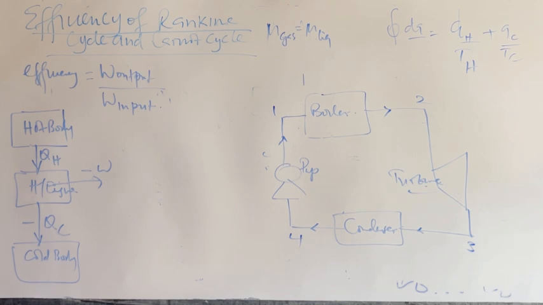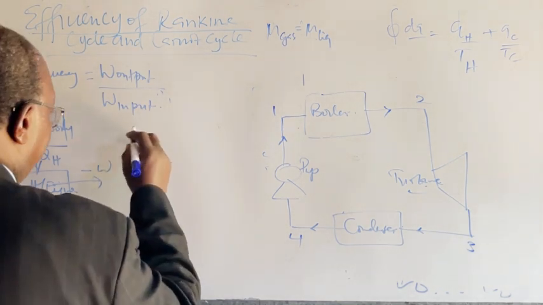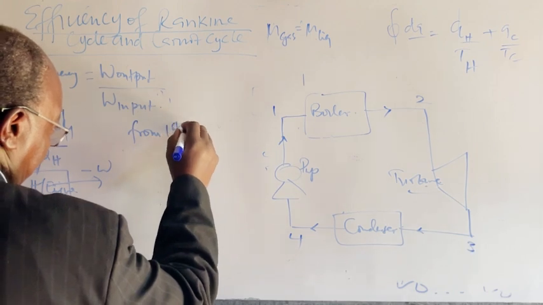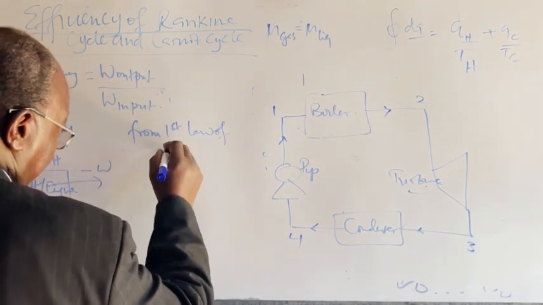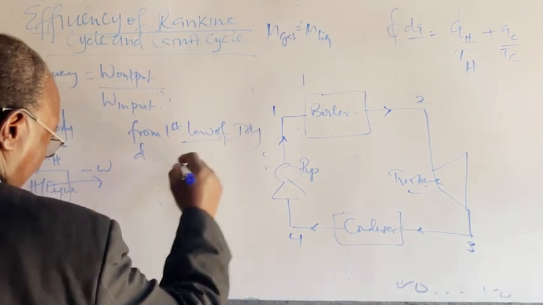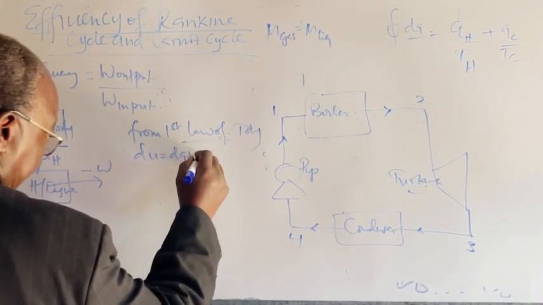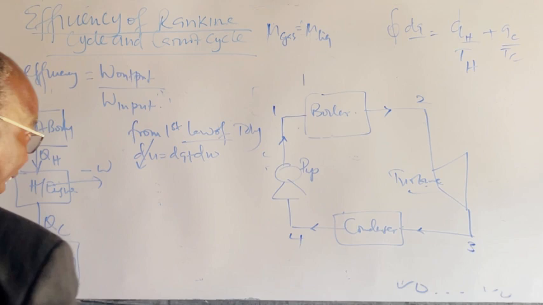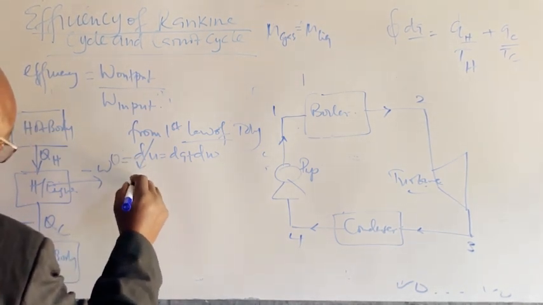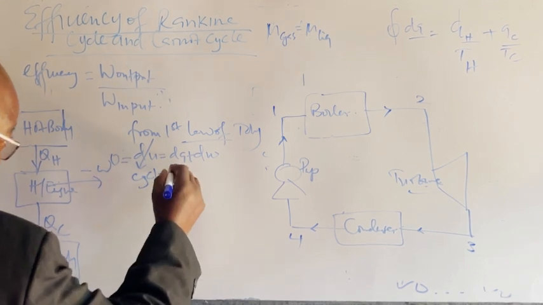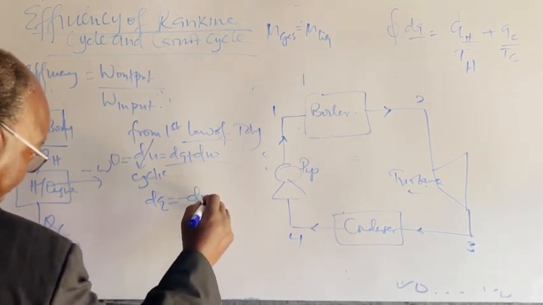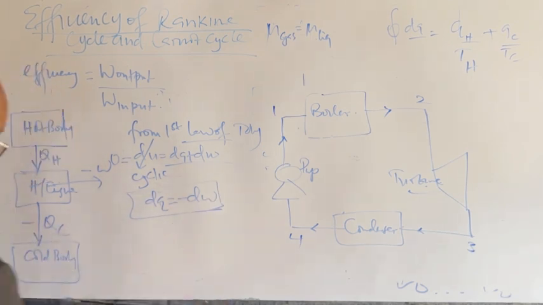So du, from the first law of thermodynamics for non-flow processes, du is equal to dq plus dw. And we say that for the cyclic process, du is 0. The process is cyclic, so it means that dq is equal to minus dw.